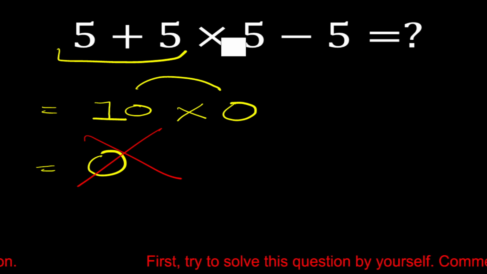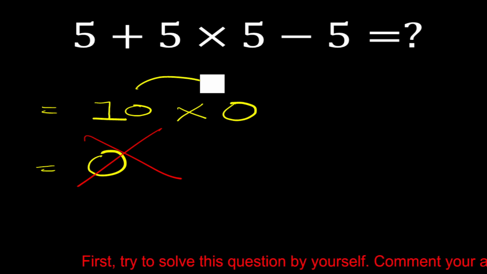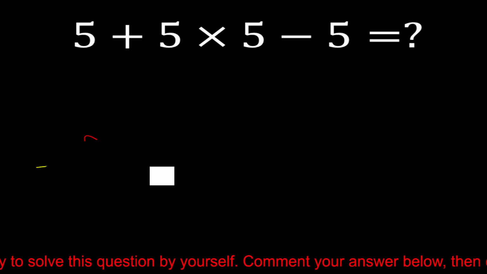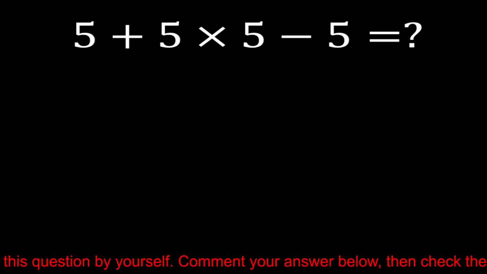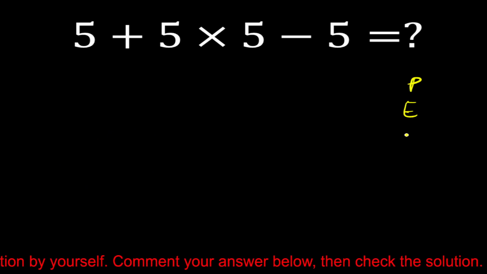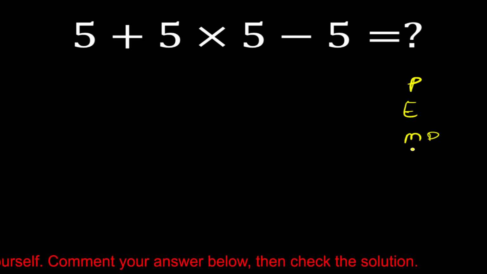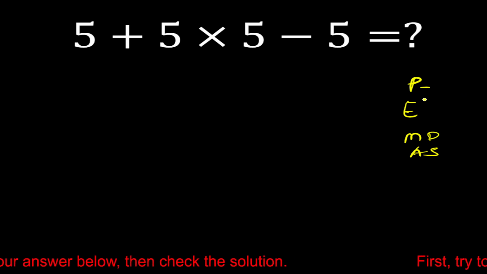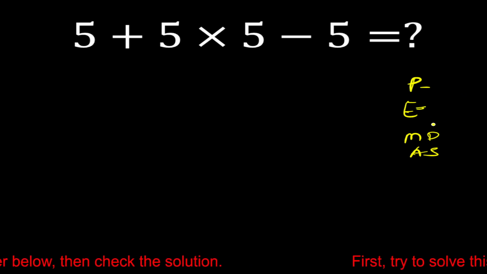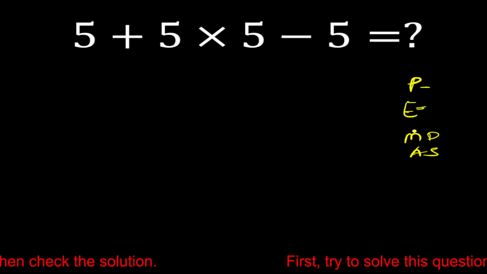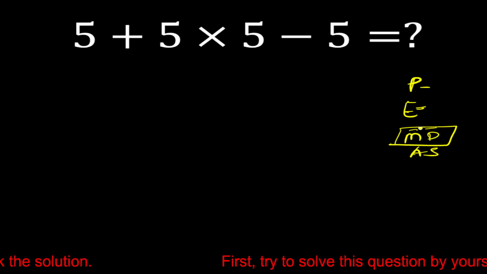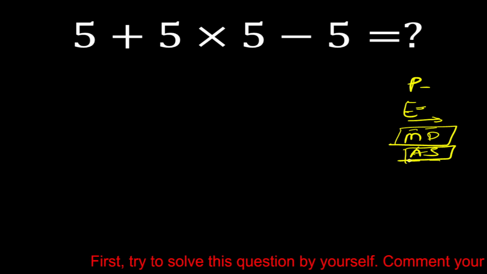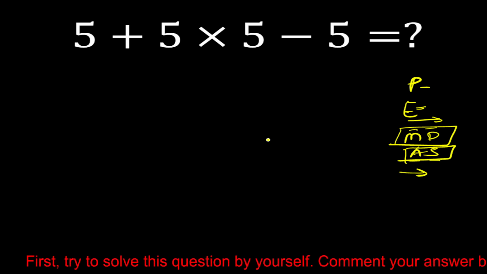Now let's solve this problem correctly by using the PEMDAS rule. According to the PEMDAS rule, first priority is parenthesis, second priority is exponents, then third priority is multiplication and division. Both have equal priority, so we have to solve it from left to right. Then last priority is addition and subtraction. Also both have equal priority, so we have to solve it from left to right.